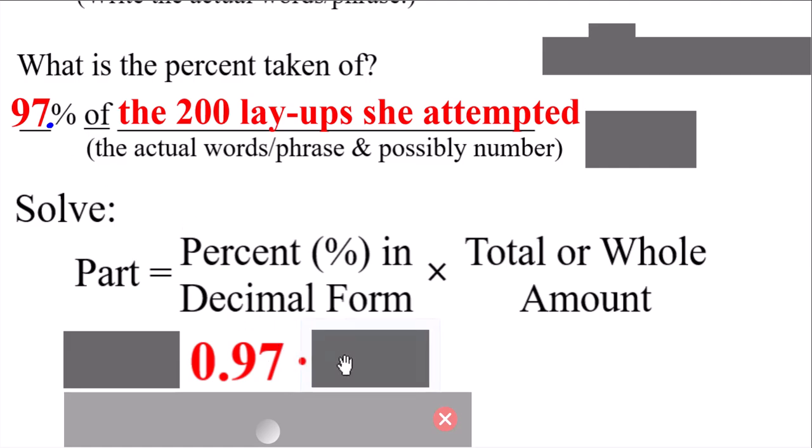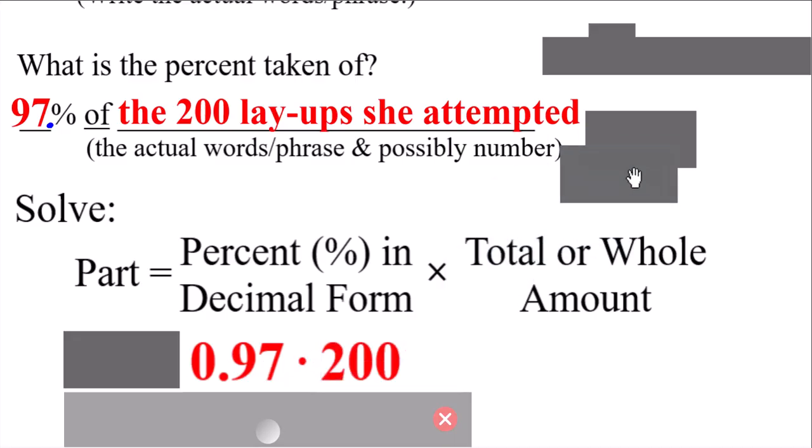Of means times, as you saw, I had that here, the total or whole amount, basically what comes after of. 97% of the 200 layups means 97 hundredths times the 200 layups. It's really that simple. You just have to know what the percent is of. Now, that's going to be equal to the part.